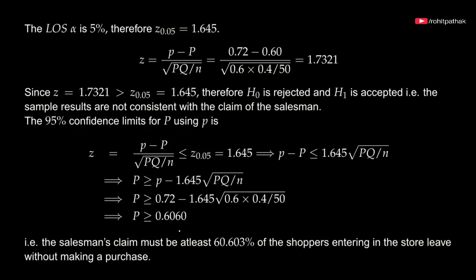So the salesman's claim must be at least 60.603% of the shoppers entering the store leaving without making a purchase. But it was 60% only. That's why our claim H0 was rejected. So this is the confidence interval. The claim must be greater than or equal to 0.6060.